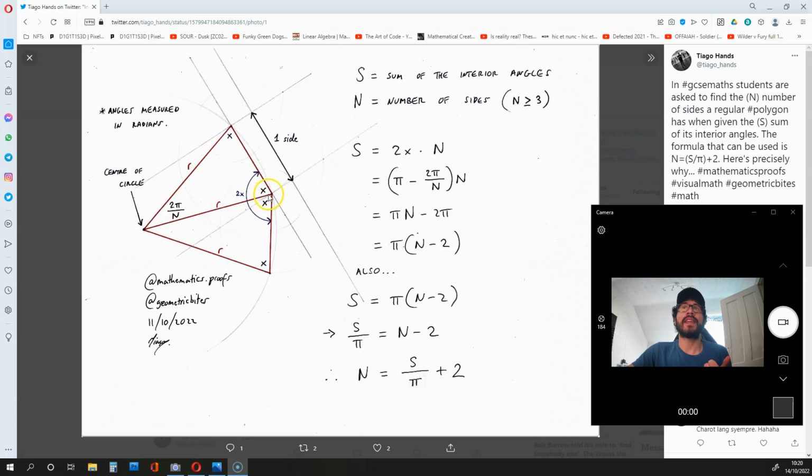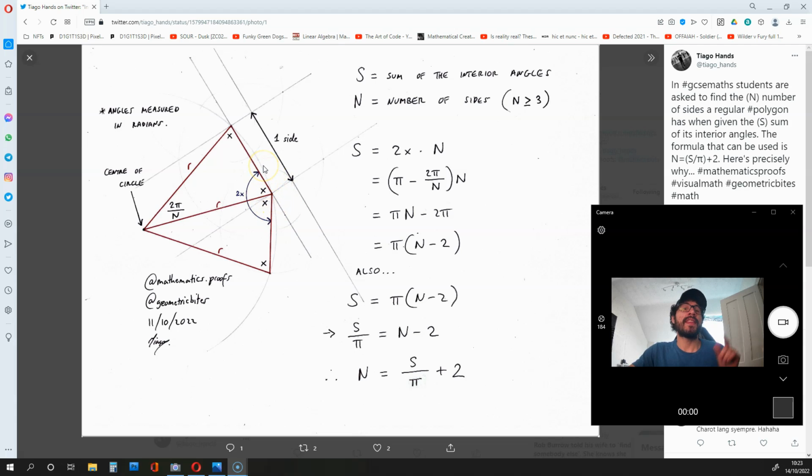Now using these isosceles triangles, we can prove the number of sides a regular polygon has when we are given the sum of its interior angles. Now what do the interior angles of a regular polygon look like? Well, we can see when we put two isosceles triangles together. This angle over here, made with two isosceles triangles, is an interior angle, and it's equal to 2x.